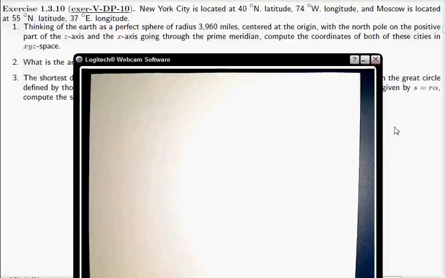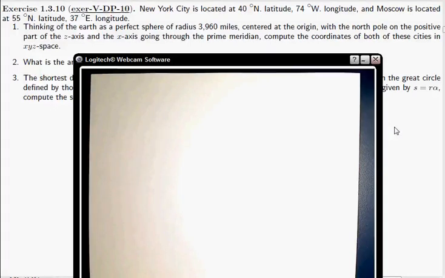Okay, so there's a lot of little details in this problem, and you just have to make sure to draw the picture carefully, and there's some geometry and some trigonometry that you got to do, but ultimately this is going to relate to a dot product. Okay, so let's follow the instructions. They give us a longitude and latitude for New York and for Moscow.